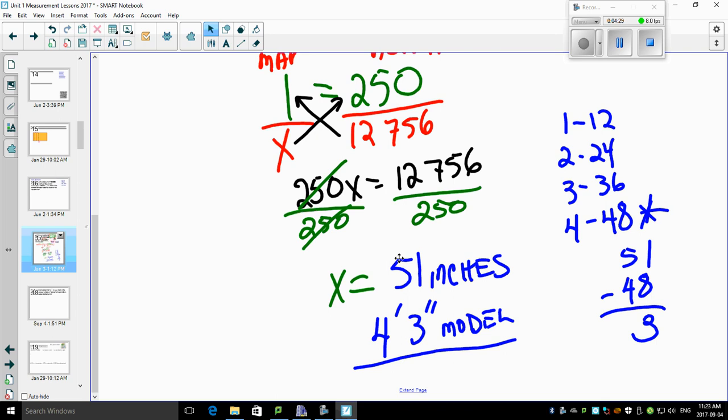So you can do all kinds of wonderful conversions here. Conversions, proportion method, and conversions and dimensional analysis, all of them work really, really well.